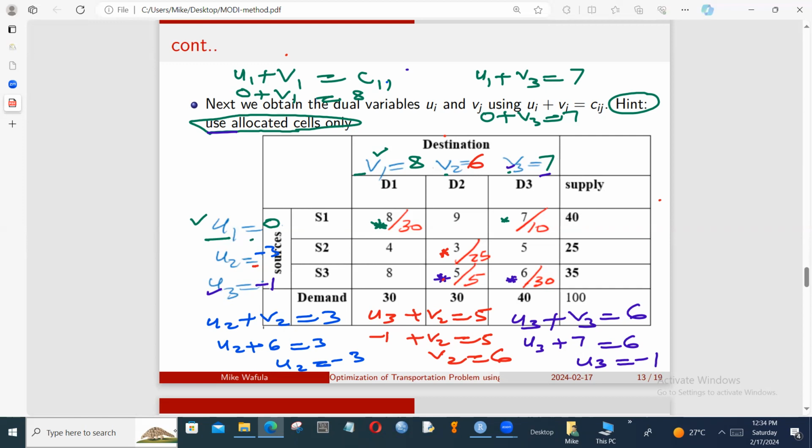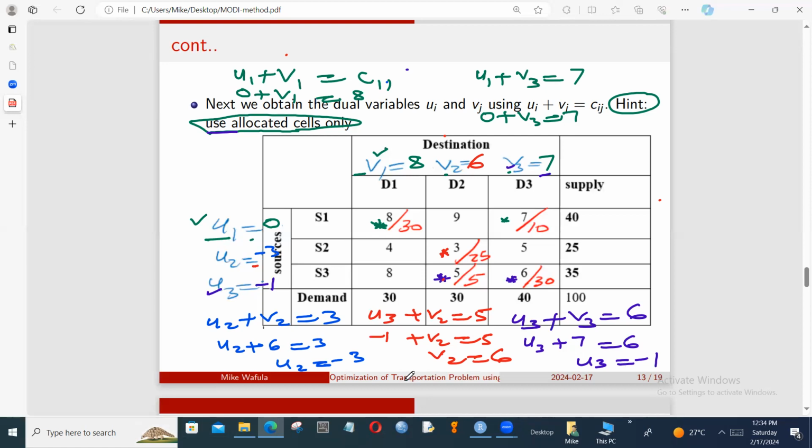Now, if somebody fixes U1 to be 2, the corresponding values of U2, U3, V1, V2, V3 will not be the same as what you have obtained, but that should not worry you. Eventually, when you are optimizing and calculating the opportunity cost, they will still give you the same results. So it's not cast in stone that U1 must always be 0. You can even begin with U2, fixing it to be 0. Maybe in the next example we shall assign something else, a 0 or a different figure altogether.